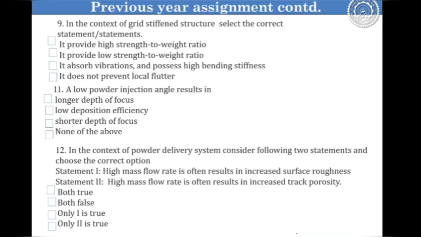In the context of grid stiffened structures, select the correct option. It provides a high strength to weight ratio, because grid stiffened structures are like lattice structures. Lattice structures are used to lower the density because you are removing some of the material from some of the parts. So you are tactfully introducing some structural porosity in your part. So you are minimizing the weight, reducing the weight, but the strength is increased. So the strength to weight ratio is increased.